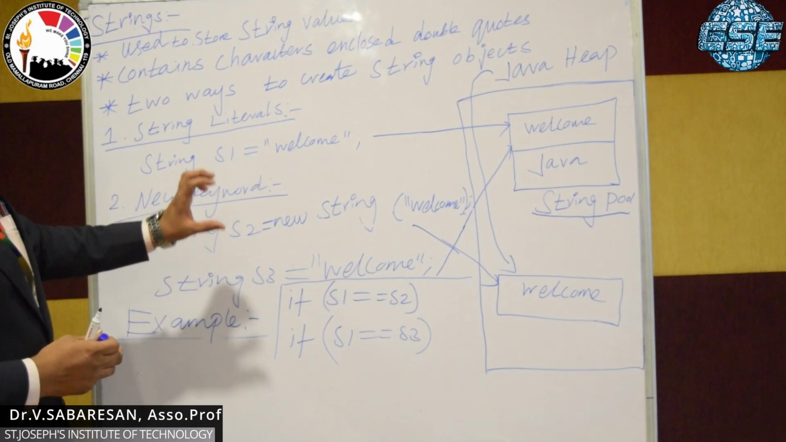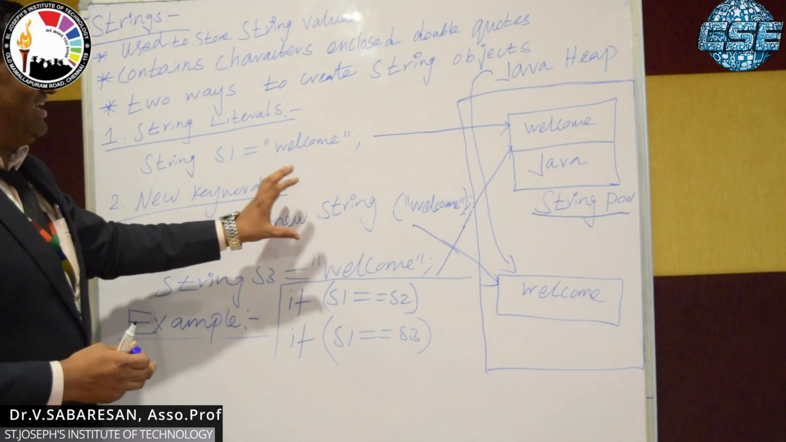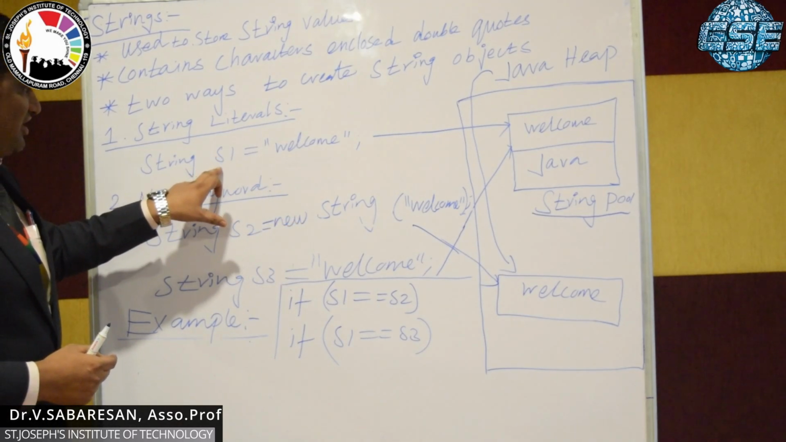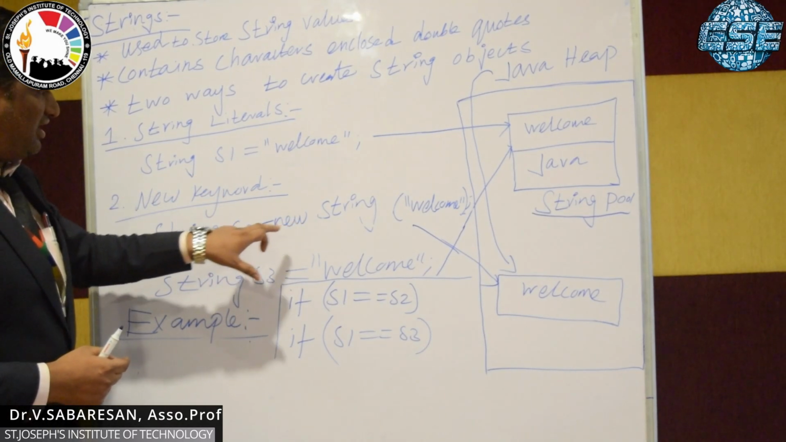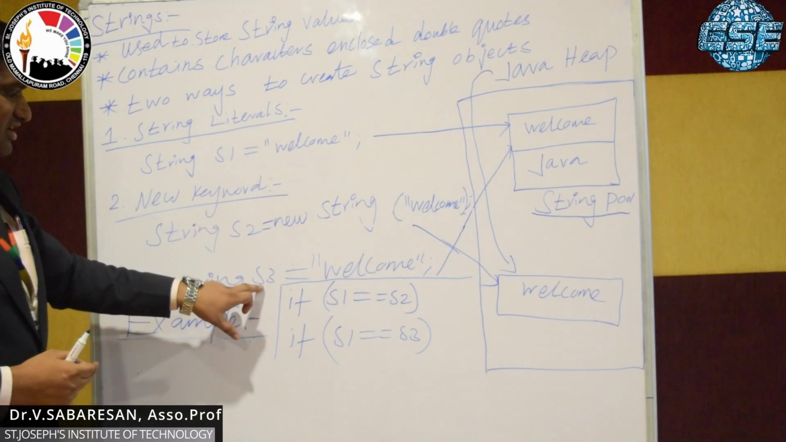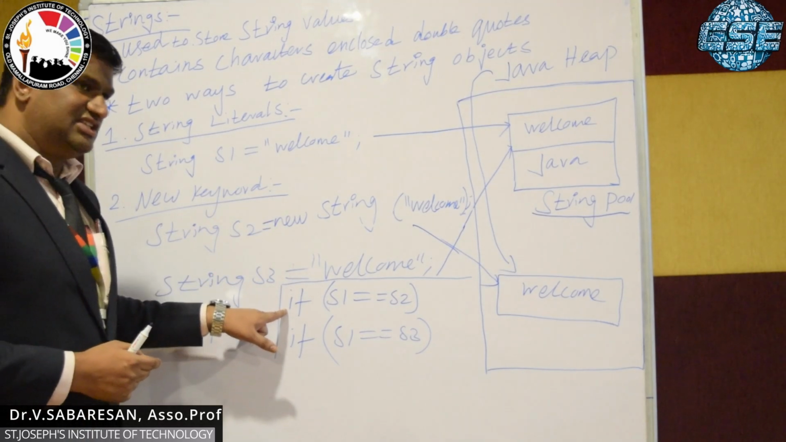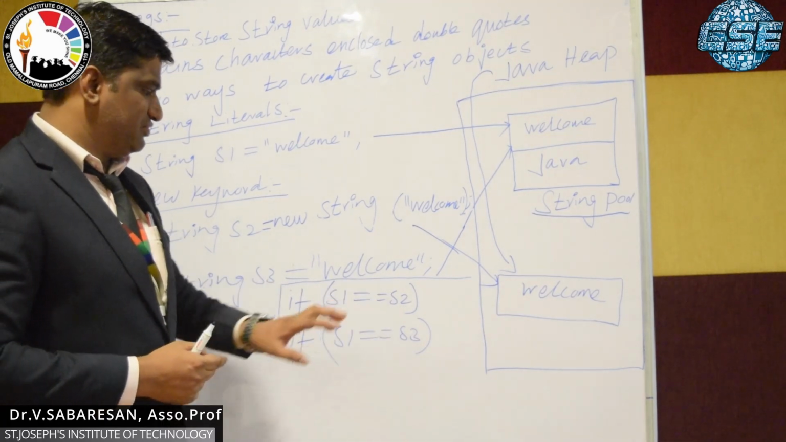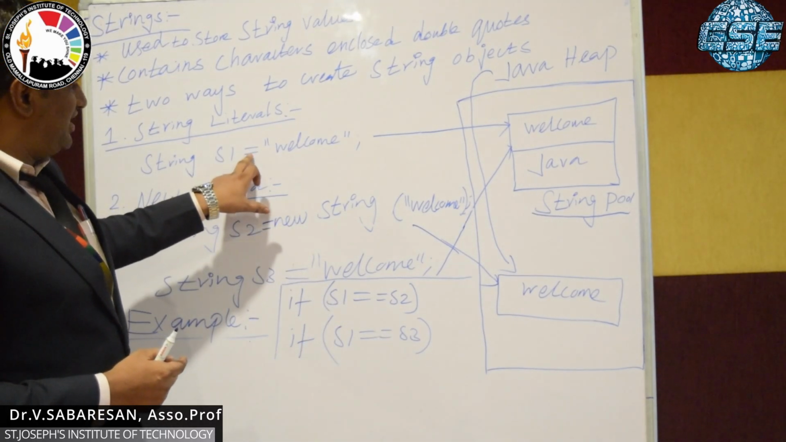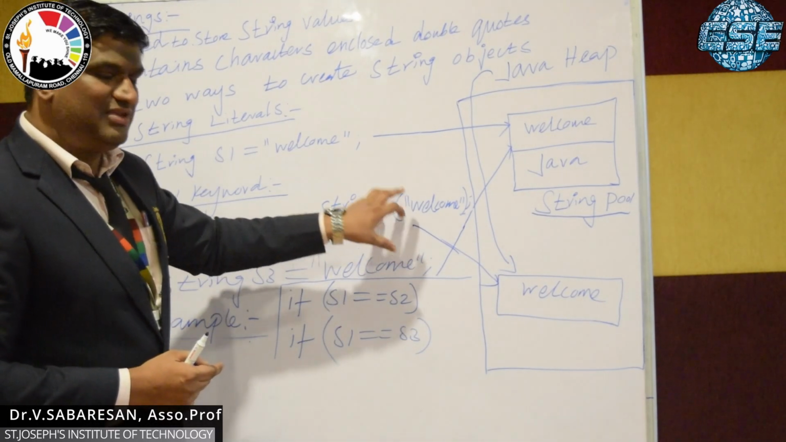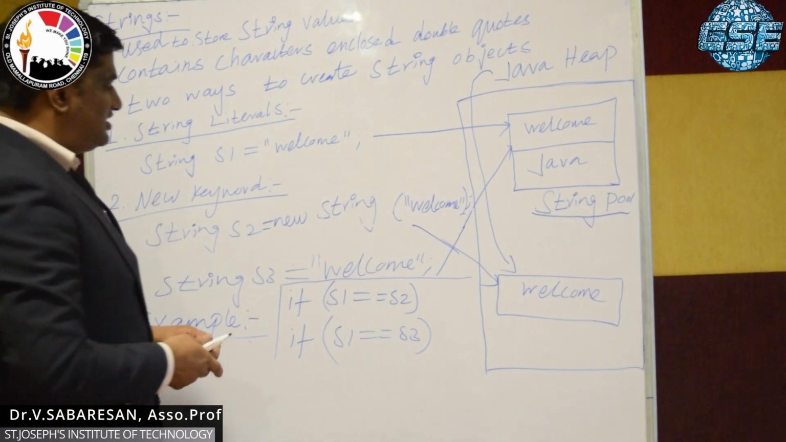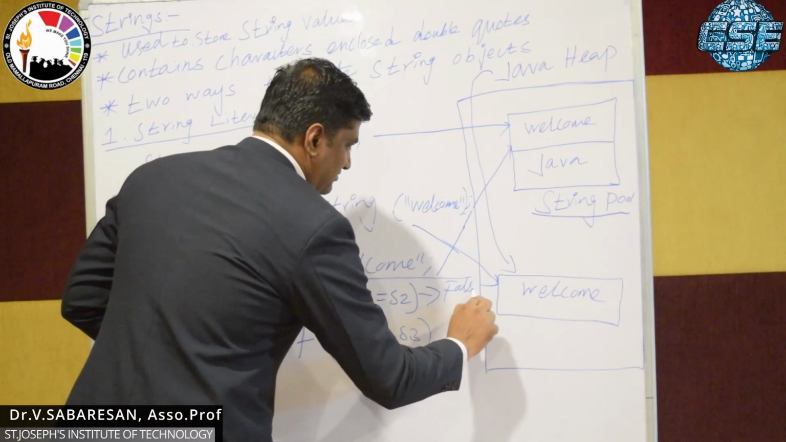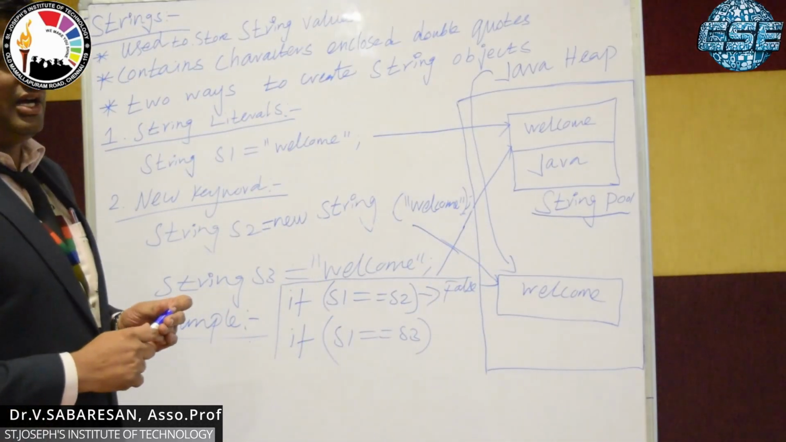Let me discuss how these are actually used. For example, s1 and s2 both have the value welcome, and s3 also has welcome. First, we check this condition: if s1 == s2. Both values are welcome and common, but this statement returns false. Why does it return false?